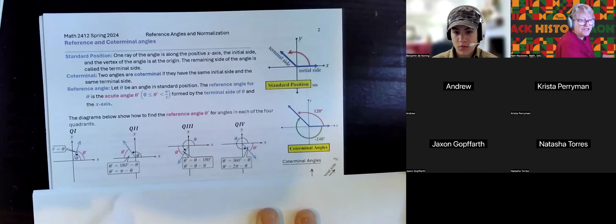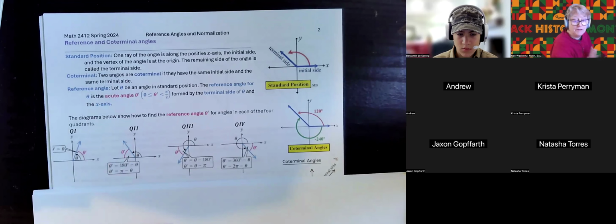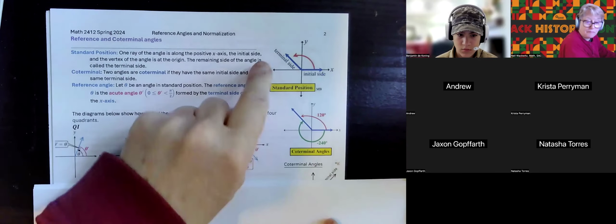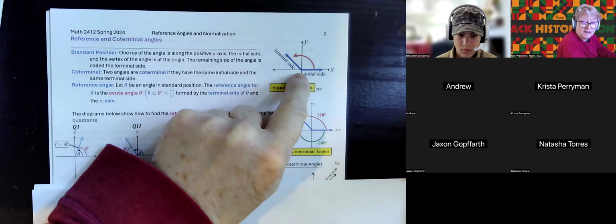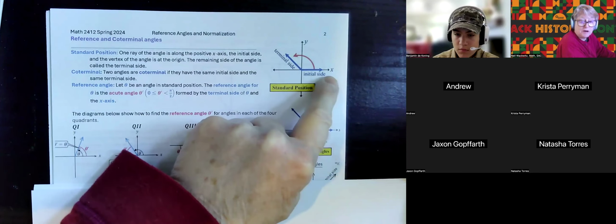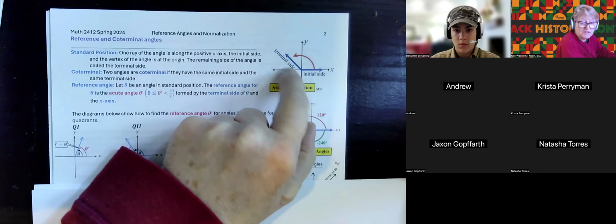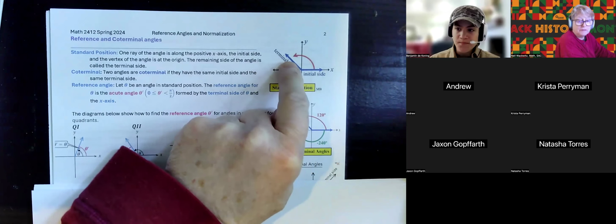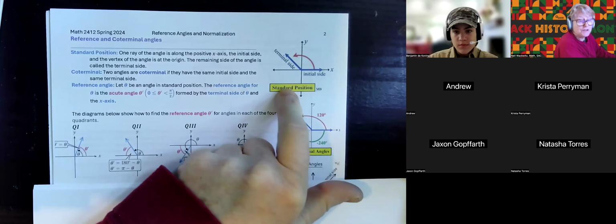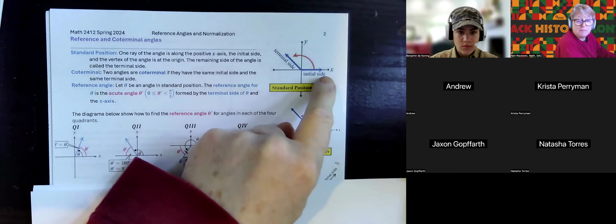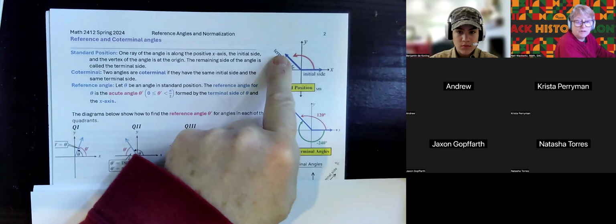So we're just going to do these definitions so that we have a common starting point. An angle in standard position is one in which the vertex or the turning point is at the origin, the initial side is along the positive x-axis, and the terminal side is where we go to measure the angle. Two angles are coterminal if they have the same initial side and terminal side.